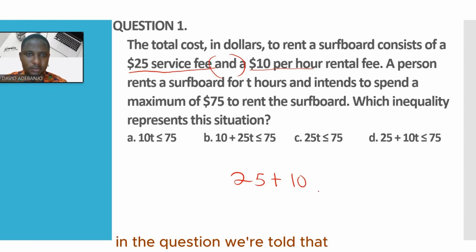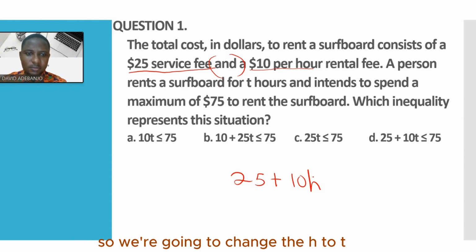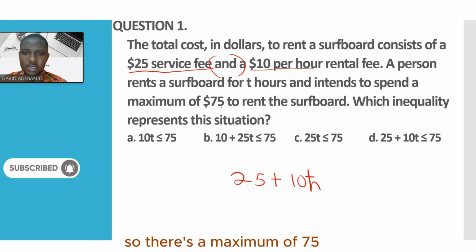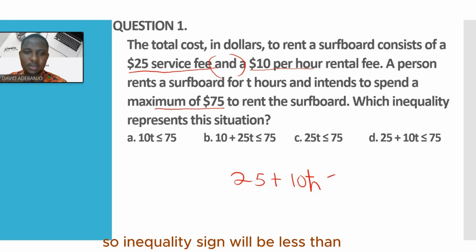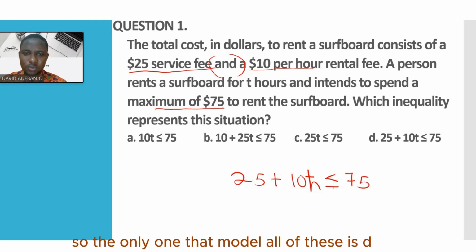In the question we're told that a person rents a surfboard for H hours, let's use H for now, so we're going to change the H to T hours. They went further and said they intend to spend a maximum of 75, meaning it can't go beyond that. So what will our inequality sign be? Less than or equal to 75, and that's the equation. So the only one that models all of these is D.